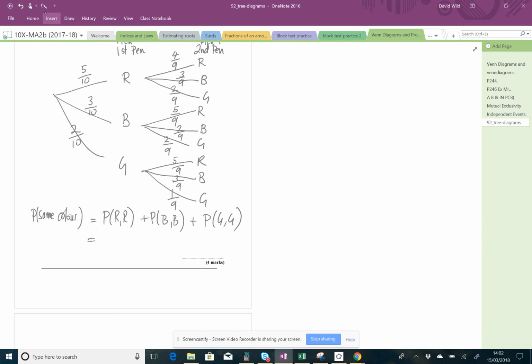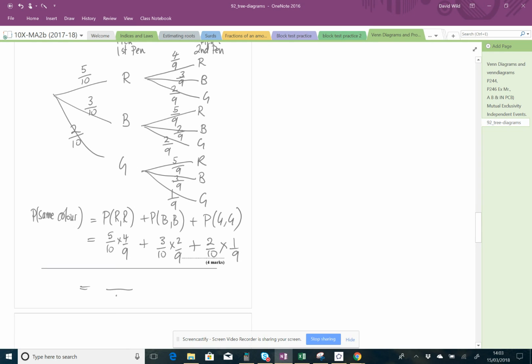So red followed by red, so this is just multiplying together these probabilities. Yeah, so that's 5 tenths times 4 ninths. And then blue followed by blue, so that's going to be this blue followed by blue. So that's going to be 3/10 times 2/9. And then finally green followed by green. So we're going to go down this arm here, 2/10 times 1/9.